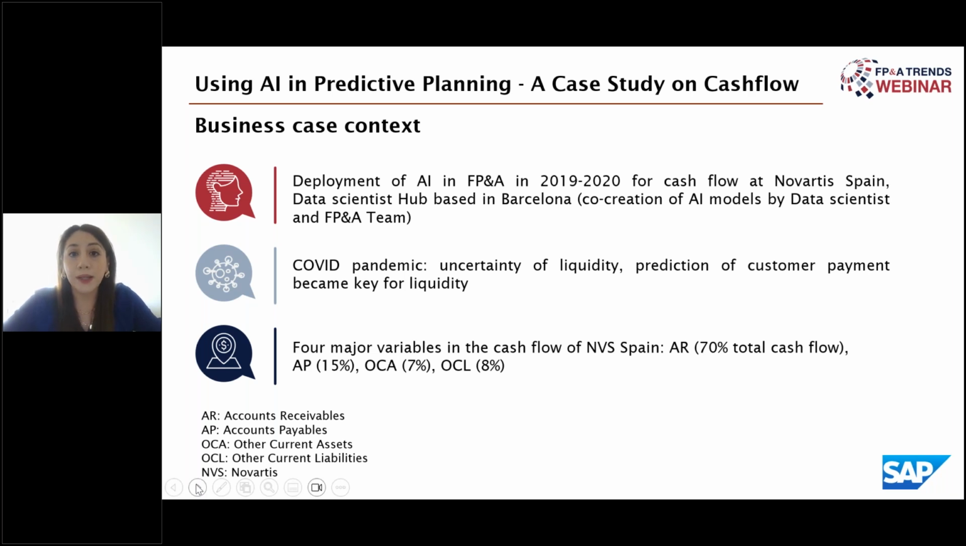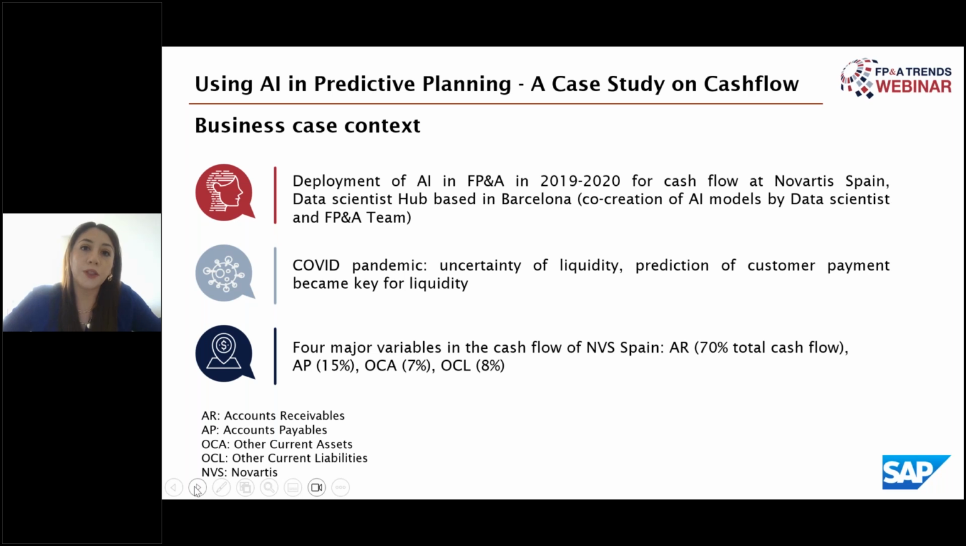The main one was the accounts receivable, which accounted for 70% of the cash flow. Then we had 3 other variables: the accounts payable, the OCA, which stands for other current assets, and the OCL, other current liabilities. All of them accounted for 30% of our total cash flow at that time.